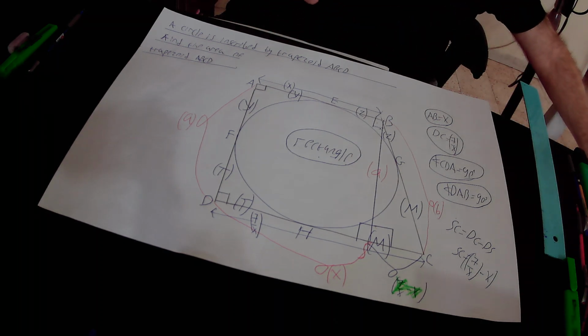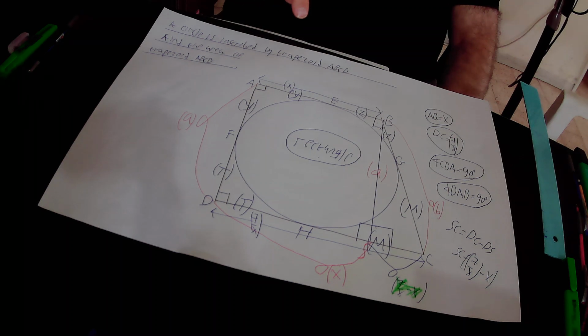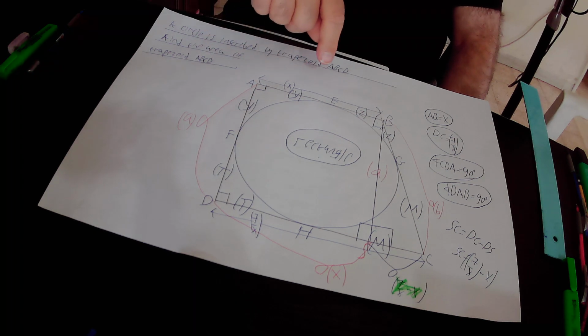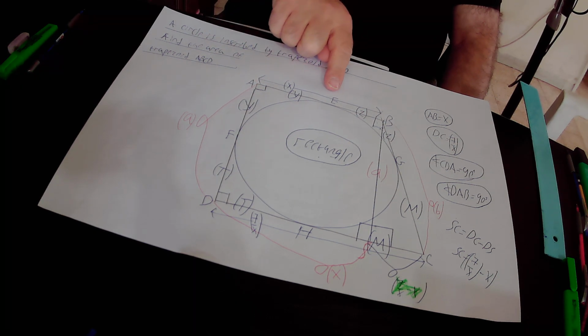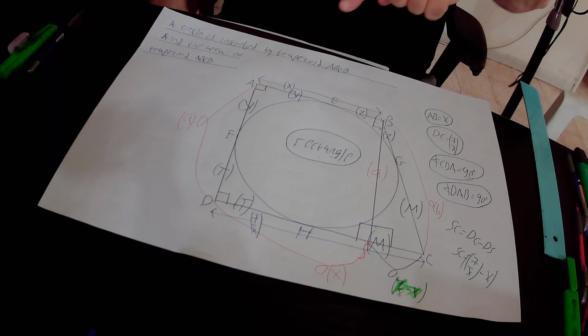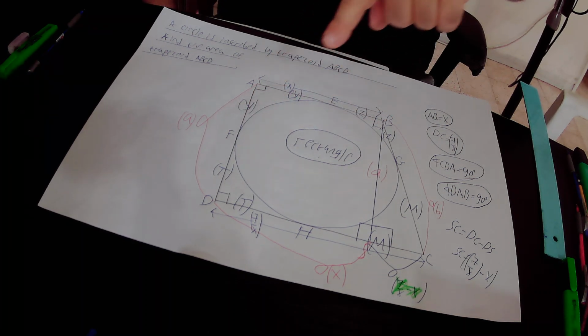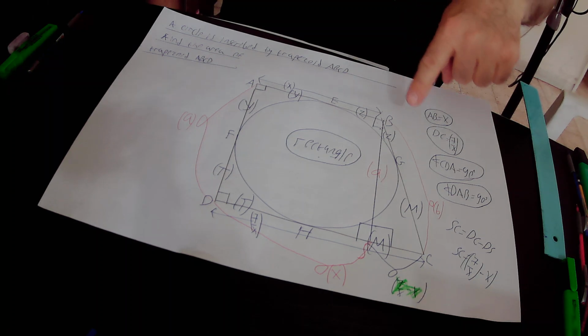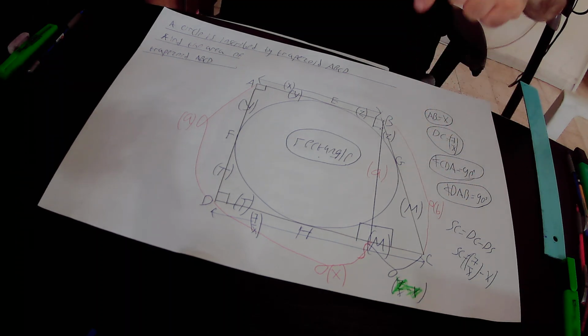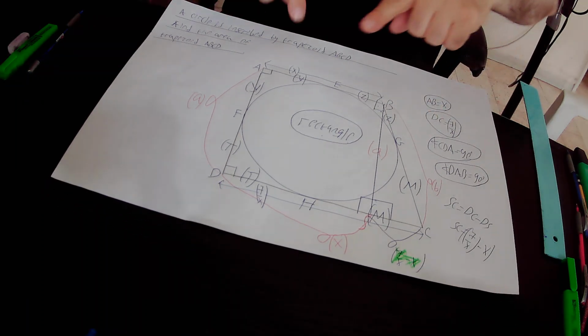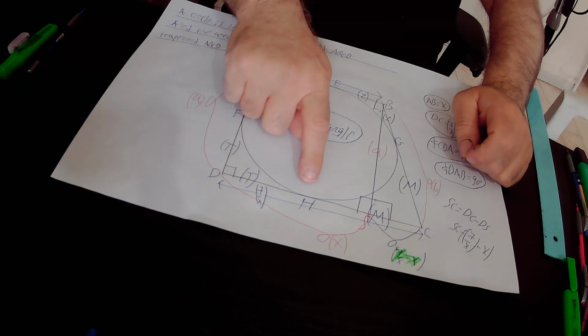So, first of all, we define the points of tangency of trapezoid ABCD with this circle with letters. We define the point of tangency of tangent AB with this circle as E. We define the point of tangency of tangent AD with this circle as F. We define the point of tangency of tangent BC with this circle as G. And finally, we define the point of tangency of tangent DC with this circle as H.